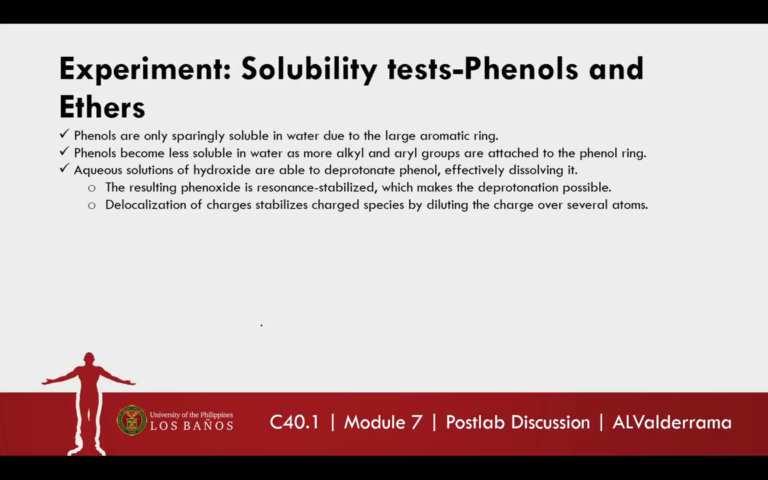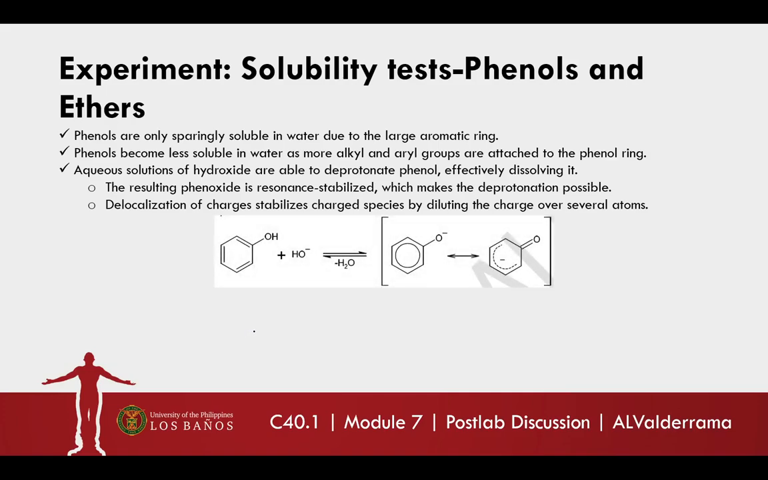So, for the phenols naman, these are sparingly soluble in water due to the large aromatic ring. And phenols become less soluble in water as more alkyl or aryl groups are attached to the phenol ring. Kaya siya nagiging sparingly soluble is because of the formation of the phenoxide ion.